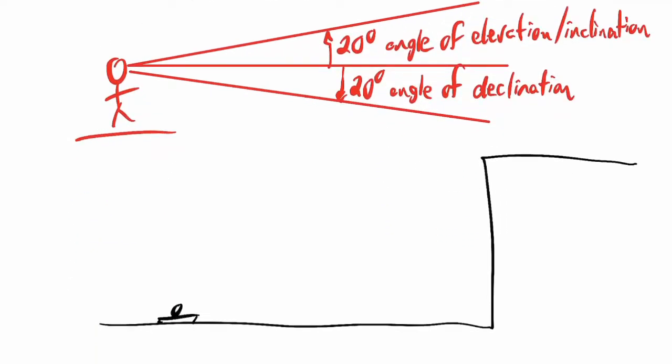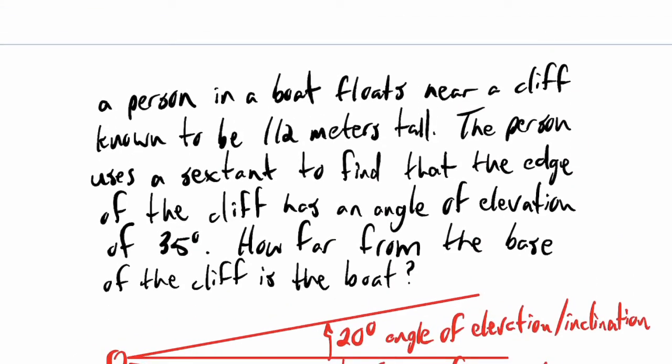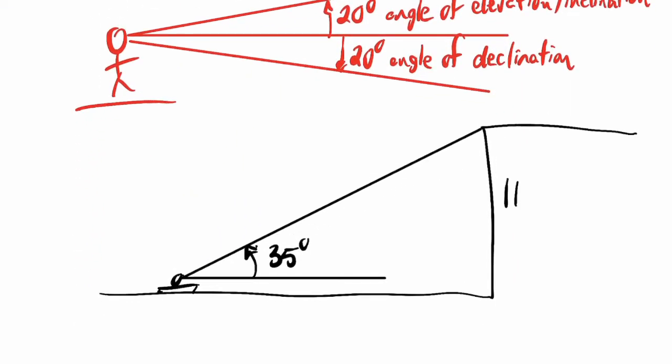So this person is using their viewfinder to see what the angle of elevation is. Basically, a sextant is a thing you look through, and it measures the angle that you're pointing up to look through it. You can make one with a protractor and some string and a coin. It's pretty simple. So normally, if they're looking straight forward, that would be like this, right? But their angle of elevation is 35 degrees. Now, the cliff is known to be 112 meters high.